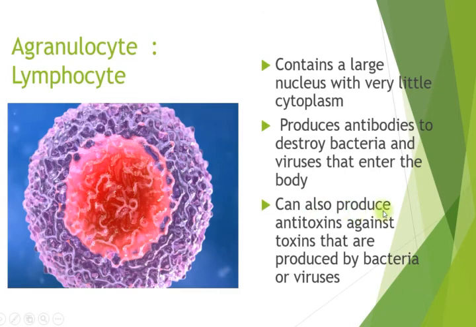It can also produce antitoxin against toxins. Toxins refer to the toxic substances that are produced by bacteria or viruses. Okay, that is referred to the lymphocyte: it produces antibody.